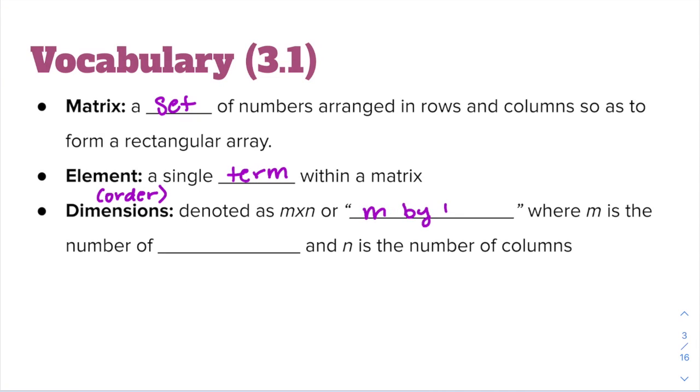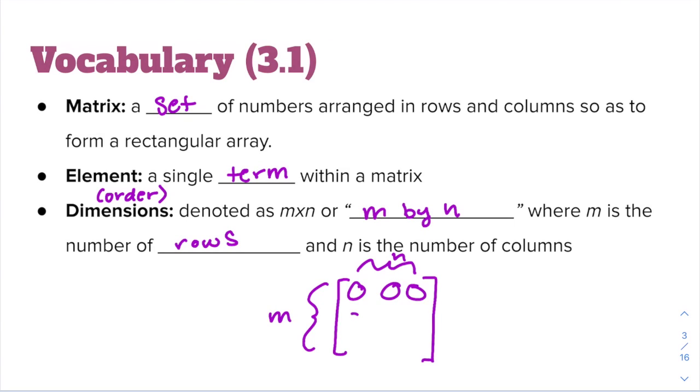And it works as a lot of different dimensions work, where M is the number of rows and N is the number of columns. So in any given matrix, it's going to look like this. That's that rectangular array that was being talked about in one of the definitions. M is the number of rows, N is the number of columns, and you would have elements within this matrix. So the dimensions would be M by N, so however many rows by however many columns.